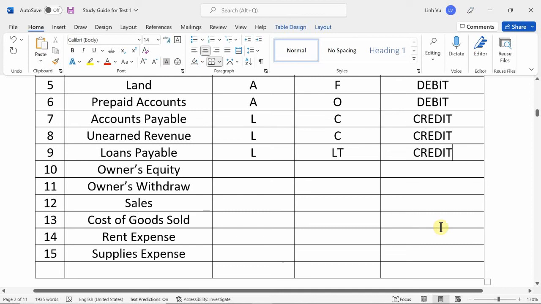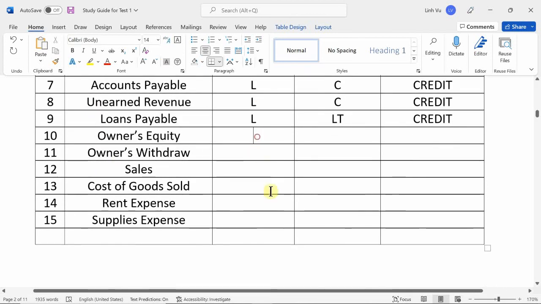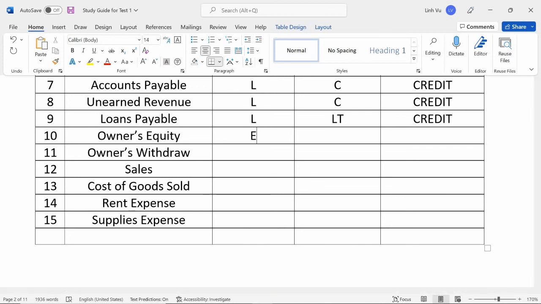Okay. Number 10, owner's equity. That would be equity. Yes. No category. No categories. Excellent. And what kind of normal balance would an owner's equity account have? Would be debit. Well, look at your model. How do you increase equity? It'd be credit. Yes, you would credit and that would increase equity.